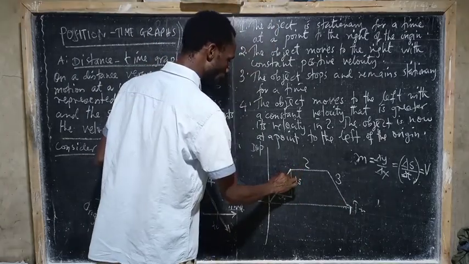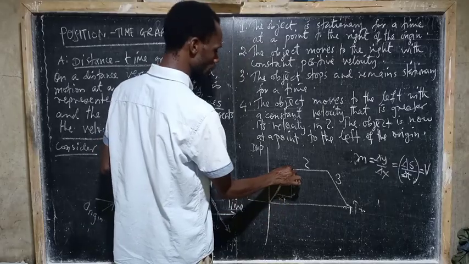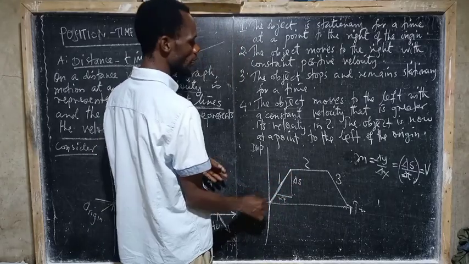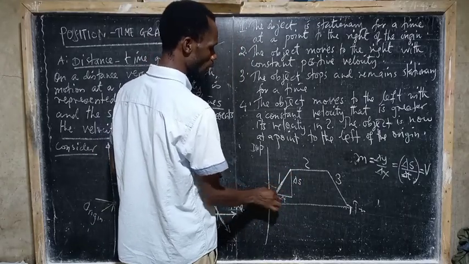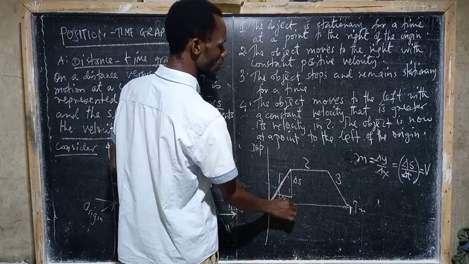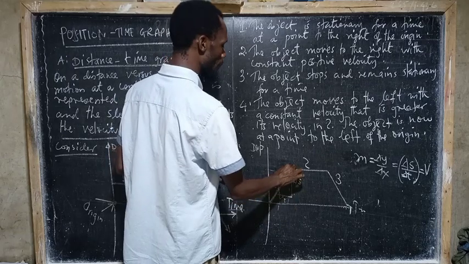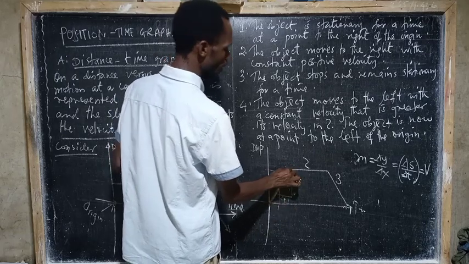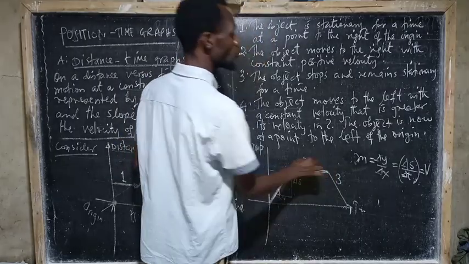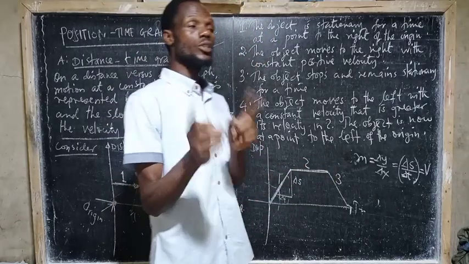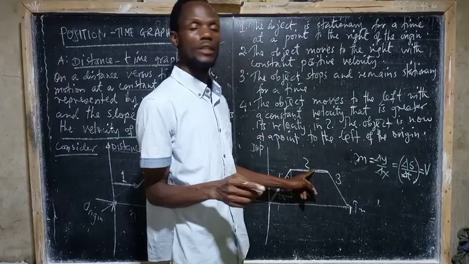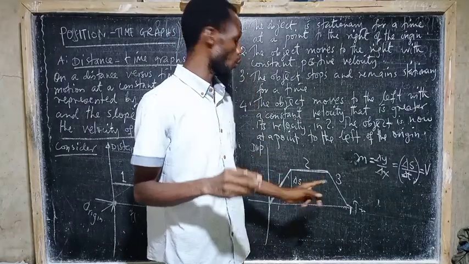Maana yake hii hapa object ilikuwa ina hii phase 1. Hii phase 1 tafsiri yake ni kwamba time ilikuwa inaongezeka na distance ilikuwa inaongezeka. Tafsiri yake hii hapa ni positive velocity. Lakini hapa tafsiri yake ni kwamba kitu kilikuwa kimesimama. Utofautishe ya velocity time graph inapokuwa hivi na ile ya distance time graph inapokuwa hivi.